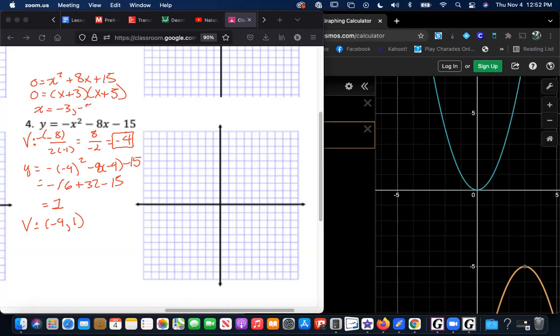Yeah. So let's plot all our points. Negative 4, 1. So 1, 2, 3, 4, 1. And then our 2 intercepts are at negative 3 and negative 5. And it should slope down something kind of like that.